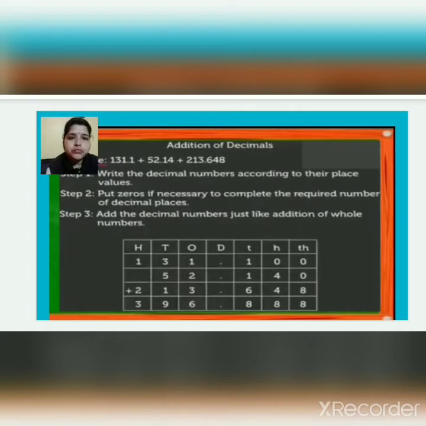Now step number 3 is add the decimal numbers just like addition of whole numbers. Put the decimal points below one another, increase the number of zeros you require after the decimal point to make them equal, like tenths, hundredths, thousandths, and just simply add the numbers like you used to add.